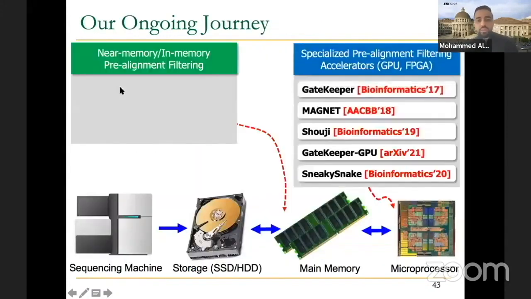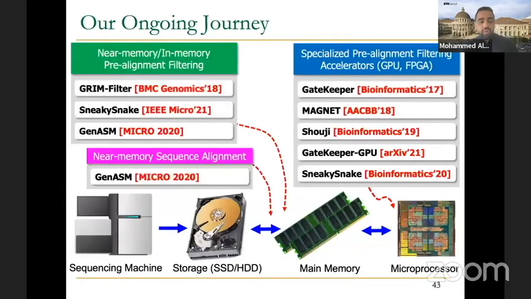Now, there are also other efforts from our group on accelerating read mapping. As you can see, for us, GateKeeper can be under this category, to replace the CPU with a specialized core, but we still suffer from the memory bottleneck problem, or a storage problem, moving the data from the storage all the way to main memory to the FPGA itself.